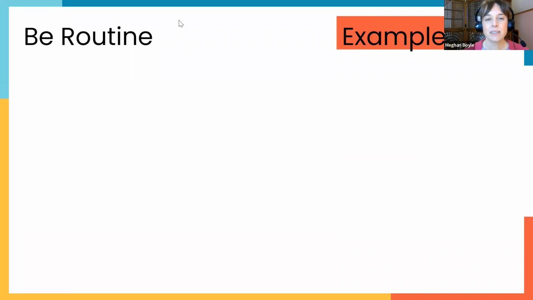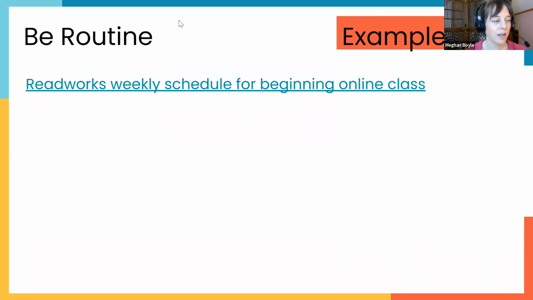Run your routines. The last example we have for being routine is a weekly schedule, or weekly routine, that I had for my beginning English class, CASA scores 190 to 210. During the height of the pandemic, when we were totally online, this was an hour and a half, 4 days a week.